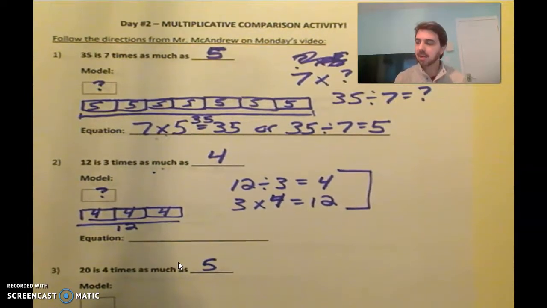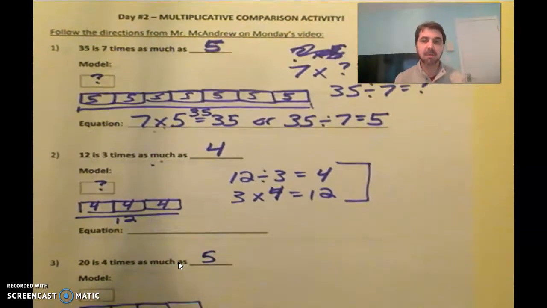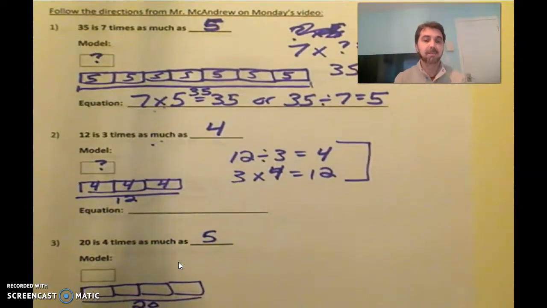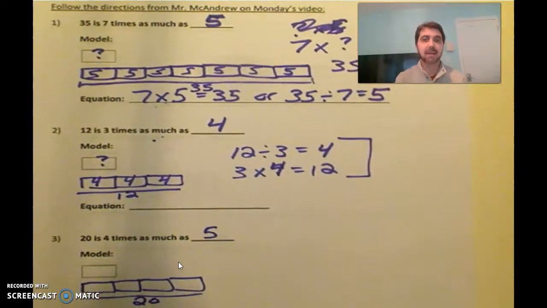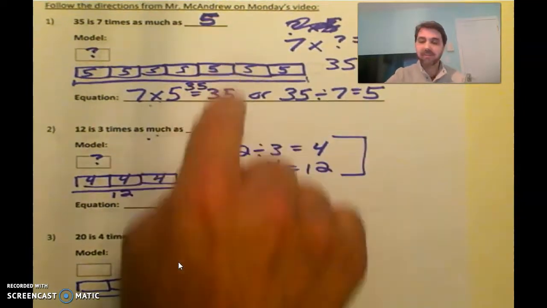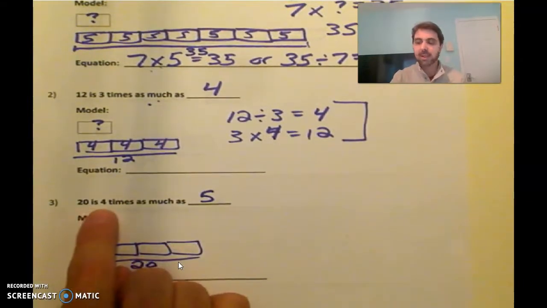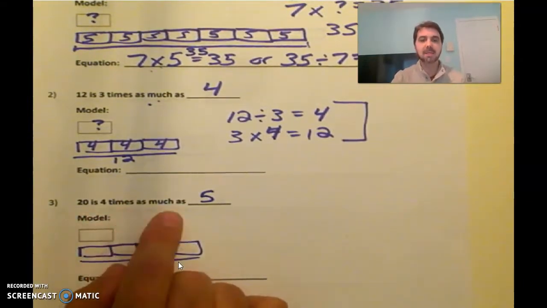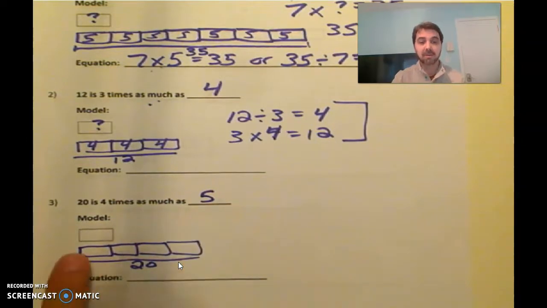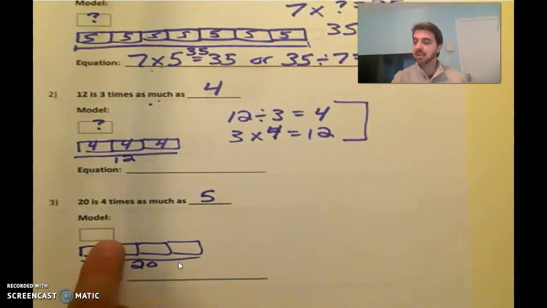I wanted to start just by going over some of the problems you did yesterday, because I know this was more challenging than the day before that, right? So we did the first couple together. This one, did you get that 20 is 4 times as much as 5? So you've got 4 times as much.